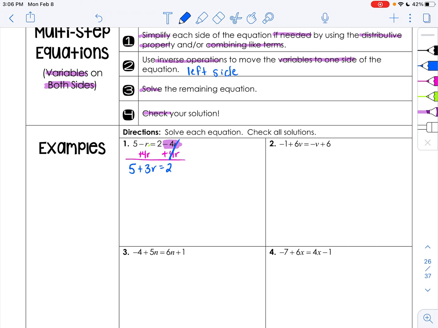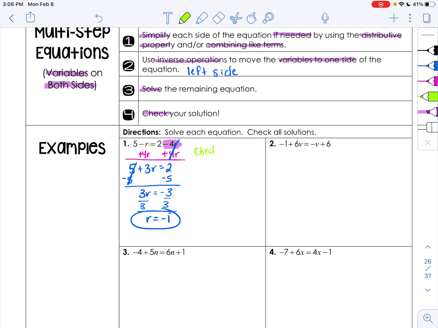From here, we have a two-step equation. So we need to isolate the r by subtracting 5 from both sides. 5 minus 5 is 0. That's 3r equals 2 minus 5 is negative 3. Then we're going to divide both sides by 3. So I get that r equals negative 1. So I think my answer is r equals negative 1, but we can check that.